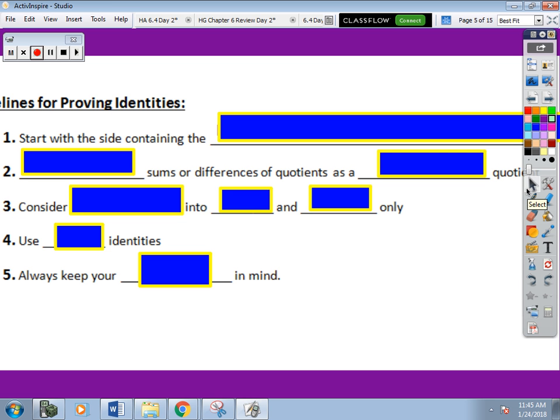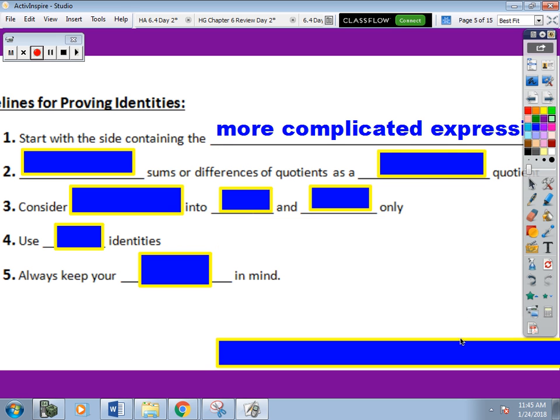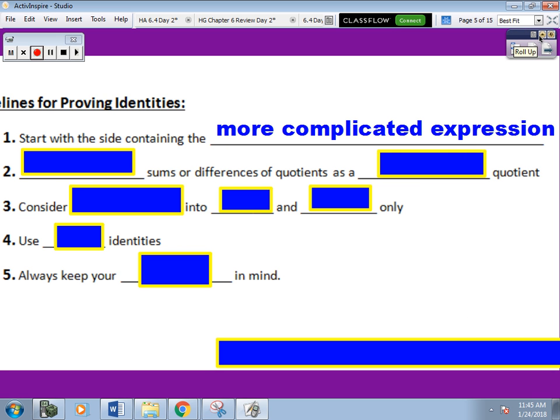Proving identities. Typically you want to start with the side that's containing the more complicated expression. So something that usually has a lot of stuff going on, 2 or 3 things being multiplied, added, subtracted, something. And there's actually more than one way to prove it. As long as you prove the left and right are equal, it doesn't matter to me how you do it. But this is the easiest way.